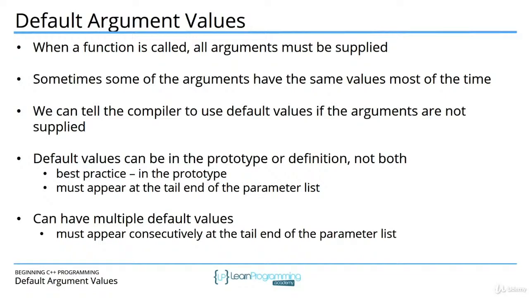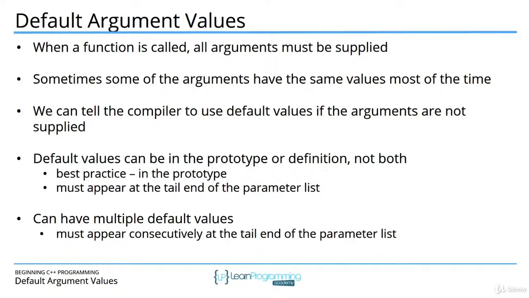For example, if we have a function that calculates the cost of an item, we can provide the function with the base cost of the item and the sales tax rate. Suppose that 98% of our customers live in a region where the tax rate is 6%. That means we have to provide the tax rate in every function call, even though it will almost always be 6%. C++ allows us to provide default values for arguments.